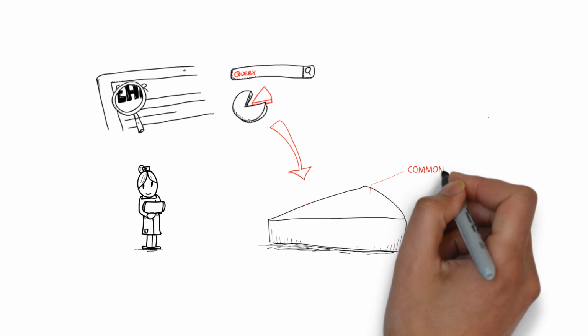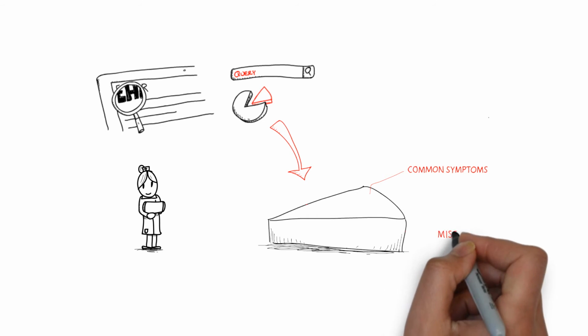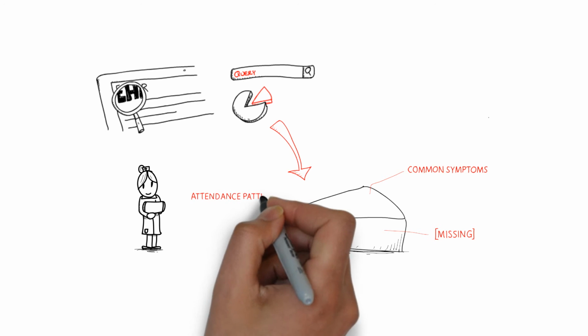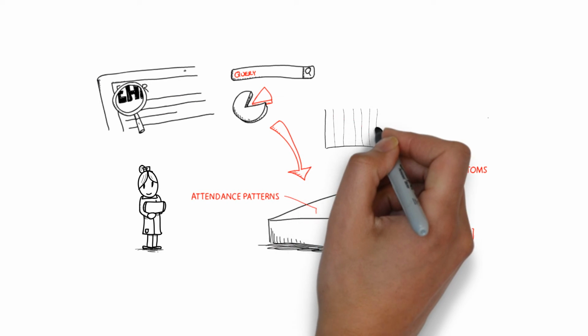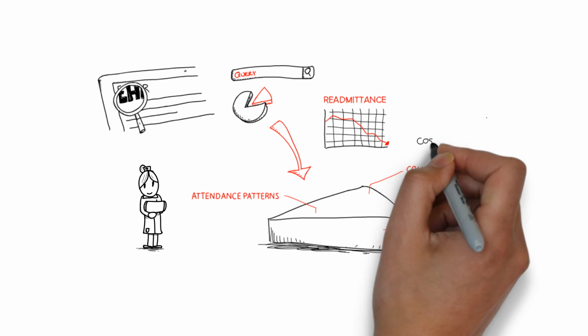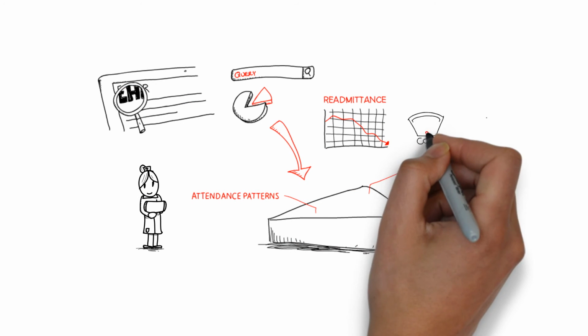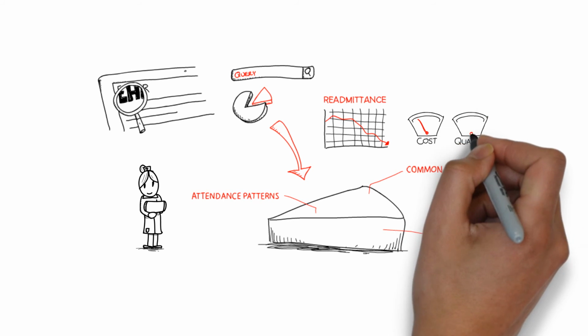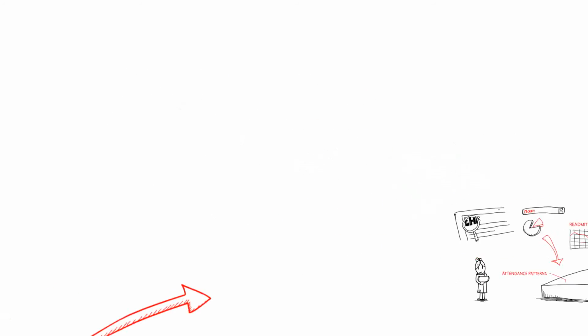She can look for common symptoms or reasons for attendance patterns, identify a key piece of information that isn't being collected but should be, and even find out if it's possible to prevent reattendance or readmittance. By asking the right questions of her data, Carol can make informed decisions that ultimately impact the cost and quality of care delivered in the ED.